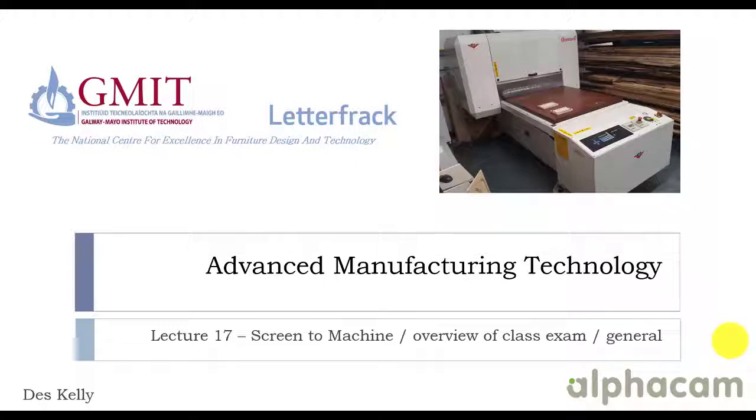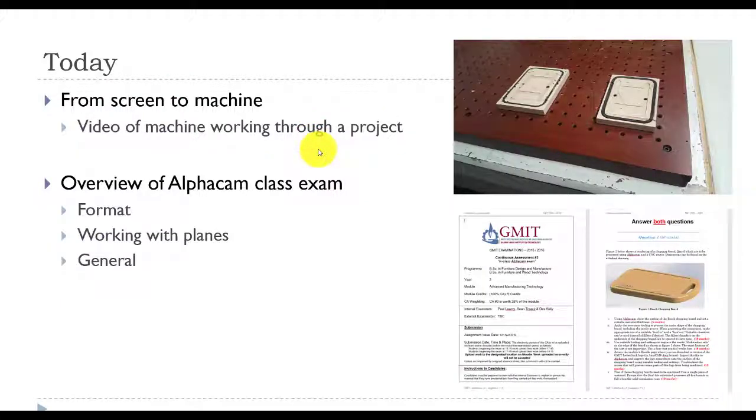This is lecture 17 of the Alphacam side of our Advanced Manufacturing Technology module. And today we're going to talk about a few things. We're going to first look at screen to machine, the process of taking your digitally prepared Alphacam files and actually sending them to a physical machine to have them physically prepared.